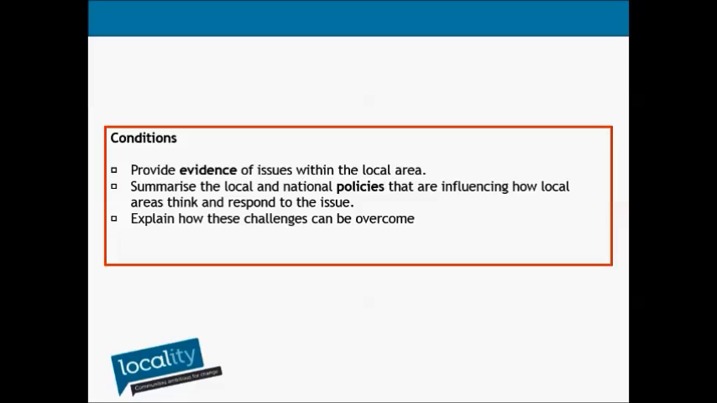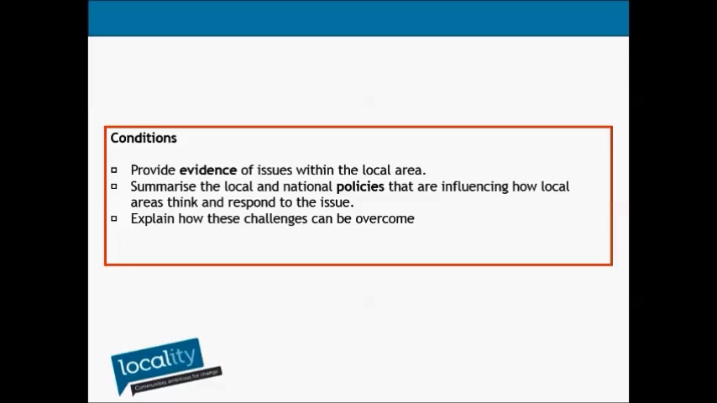And you should provide evidence on how this issue is worse, more pressing than in other areas, and how it might be getting worse over time. We then ask you to go on to summarise the local and national policies that are influencing how local areas think and respond to an issue. For example, what are the relevant strategic aims of your local council or of your local NHS organisation?